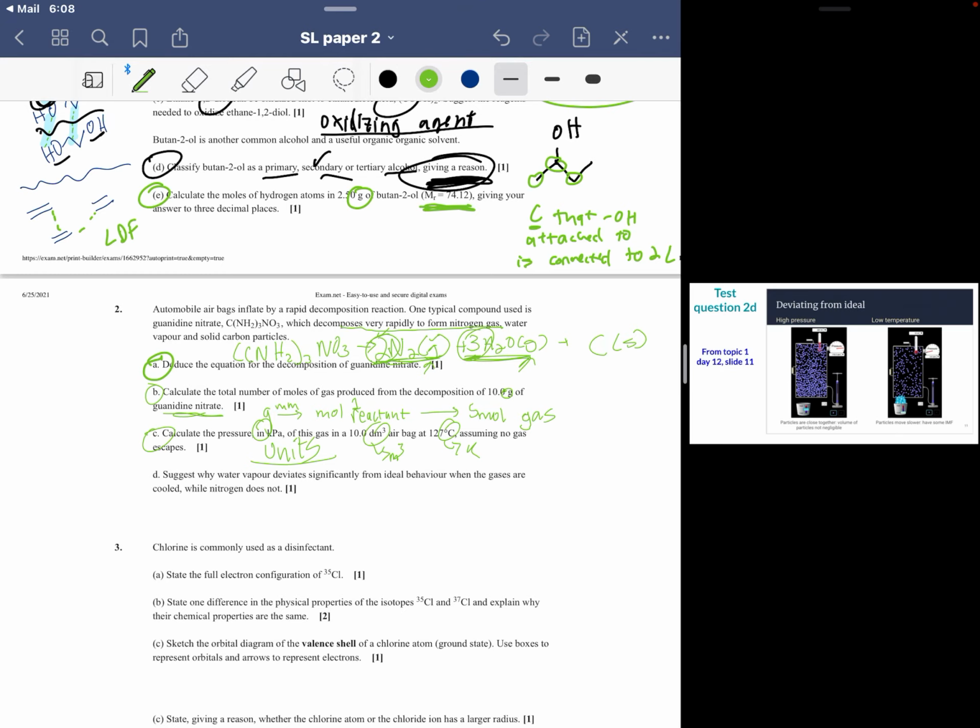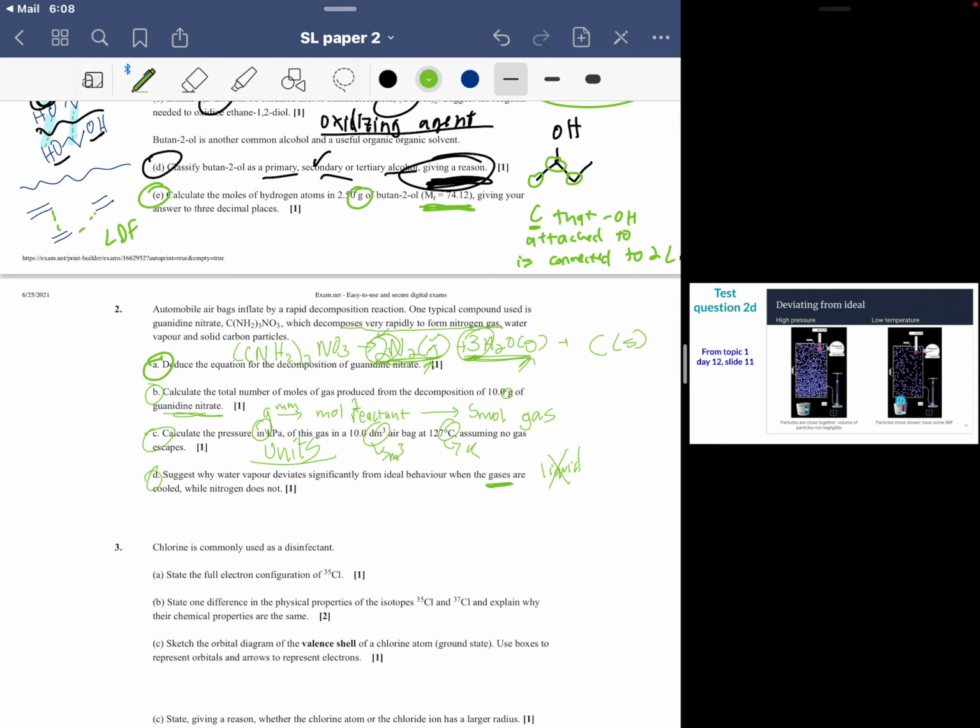2D, this one people struggled with a little bit. We talked about how sometimes gases don't behave like ideal gases. Some people were trying to tell me that the gases would become liquid. No, we're still talking about when it's a gas, but we're trying to figure out, is it behaving like an ideal gas or a real gas?